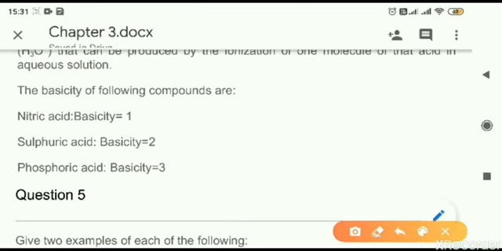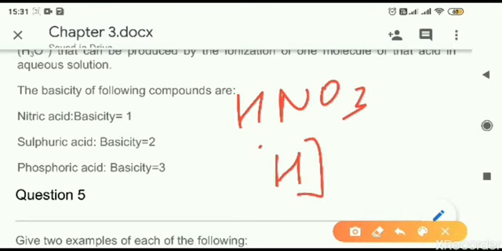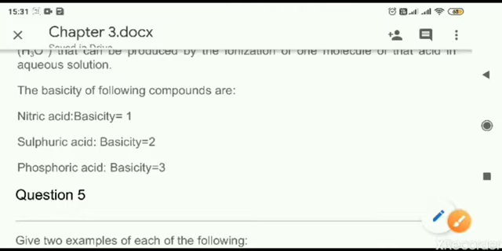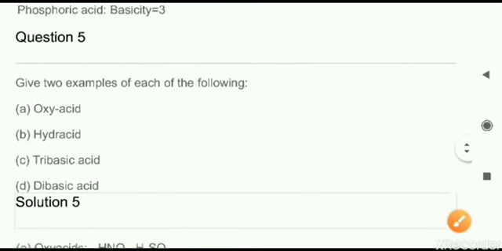So the first one, nitric acid, is HNO3. It produces 1 H+ ion, or we can say H3O+, that is why its basicity is 1. Sulfuric acid is 2. Phosphoric acid is 3. We have already understood all this in the chapter discussion.